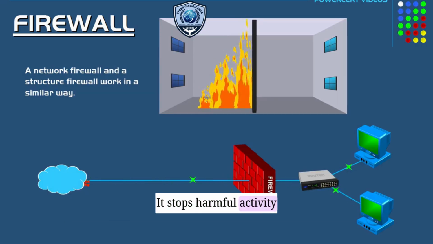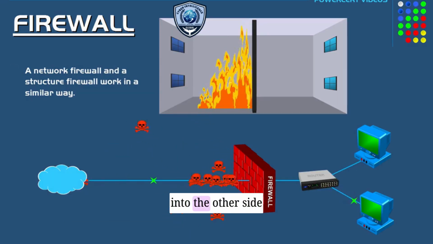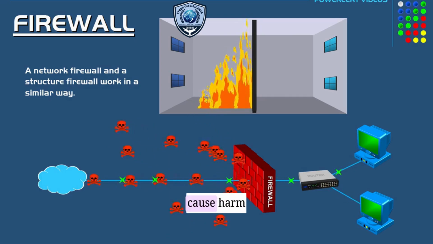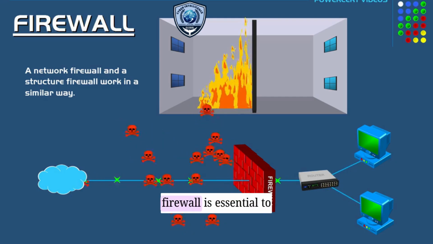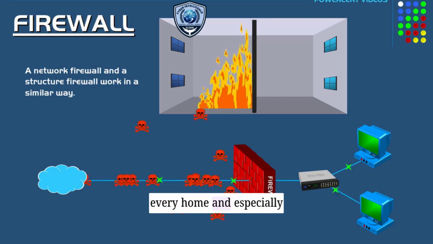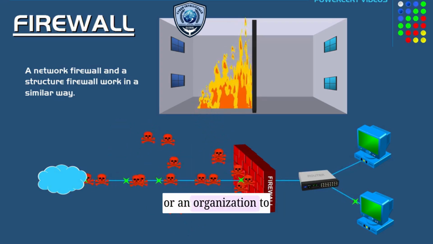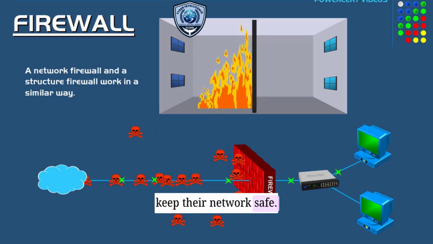It stops harmful activity before it can spread into the other side of the firewall and cause harm to a private network. So in today's high-tech world, a firewall is essential to every home and especially in a business or an organization to keep their network safe.